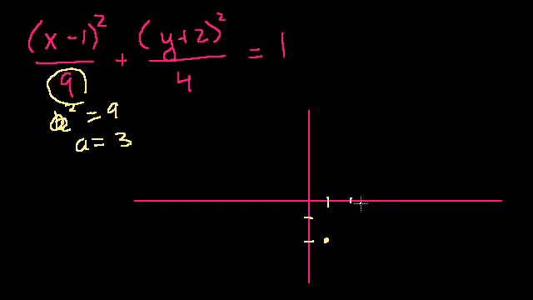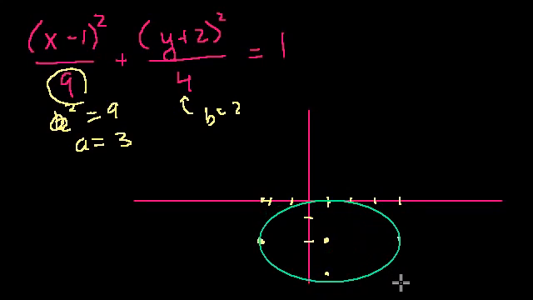So if we go 1, 2, 3, 1, 2, 3, you go there, roughly. And then in the y direction, the semi-minor radius is going to be 2, right? The square root of that. So b is equal to 2. So you go up 2, and then you go down 2. And this ellipse is going to look something like, let me pick a good color, it's going to look something like this. Fair enough. And what we want to do is find out the coordinates of the focal points.